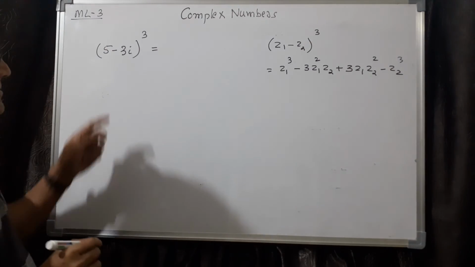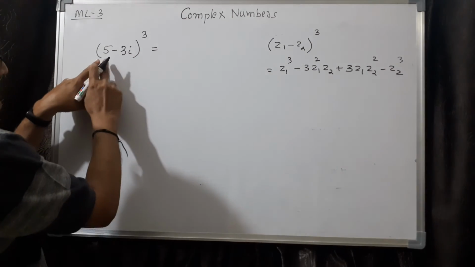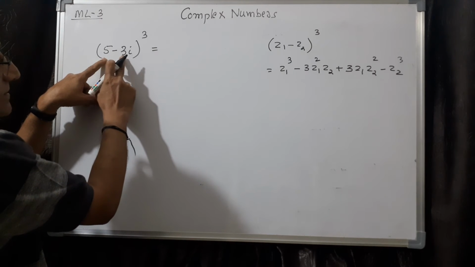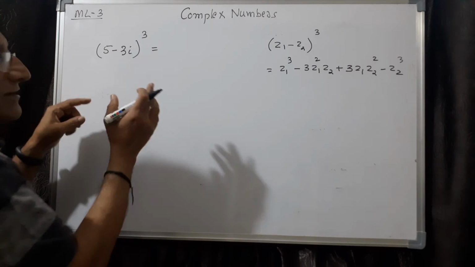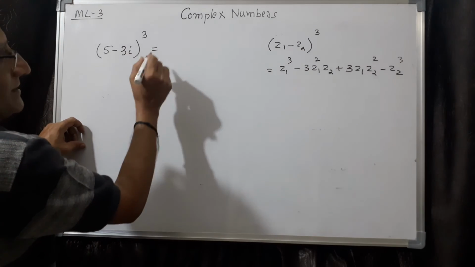So this is a formula. It seems to be very simple, but you should be careful. Here you can take this as z1, and this as z2. Because this itself is a compound, you can even take (a plus ib) whole cube, both are under the same, a minus ib.